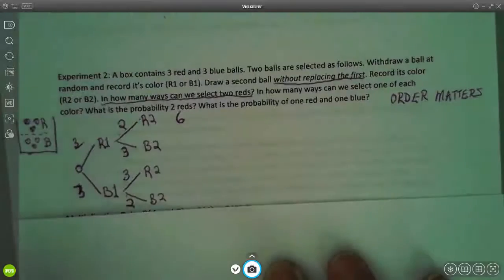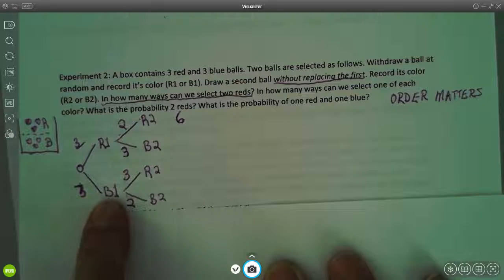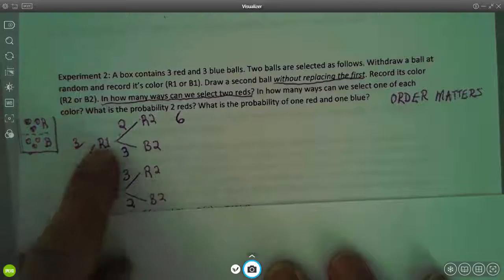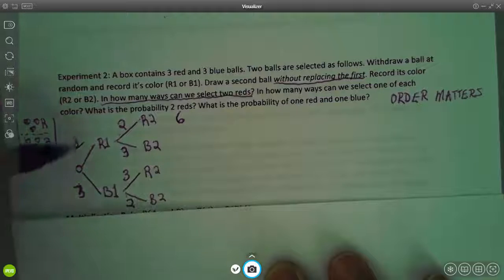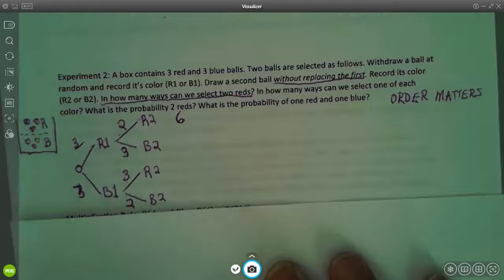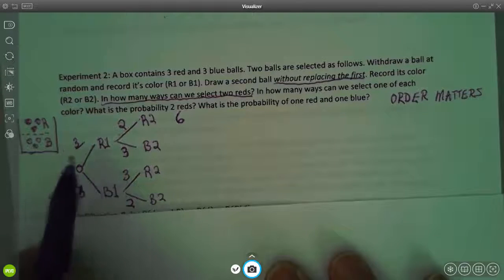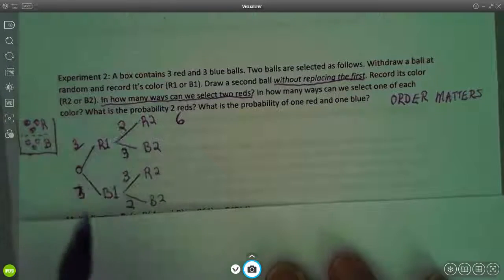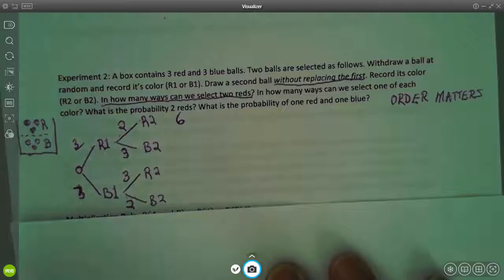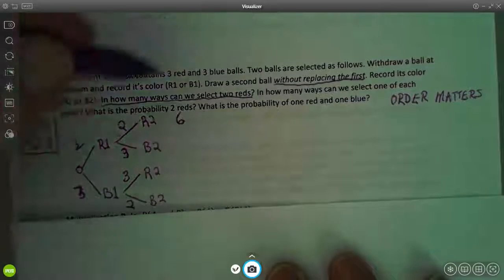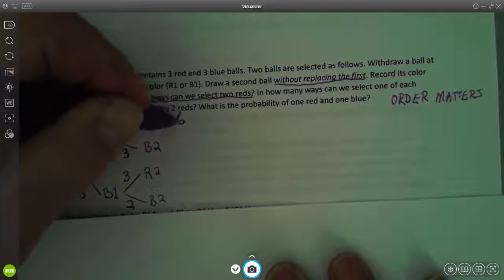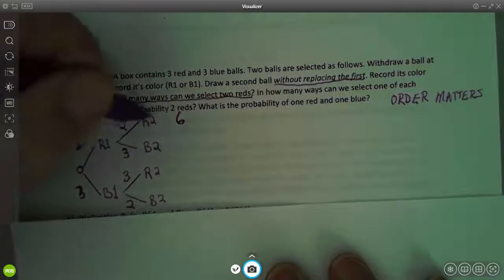So it matters, for instance, if you got a blue followed by a red, that would be different from getting a red followed by a blue. Also, it is just possible that our red balls could be labeled A, B, and C. We're paying attention to which ball comes out first and then which ball comes out second. So if we got, say, the A and B red balls, that would be different from the B and A red balls. So there are 6 ways of getting a red followed by a red.